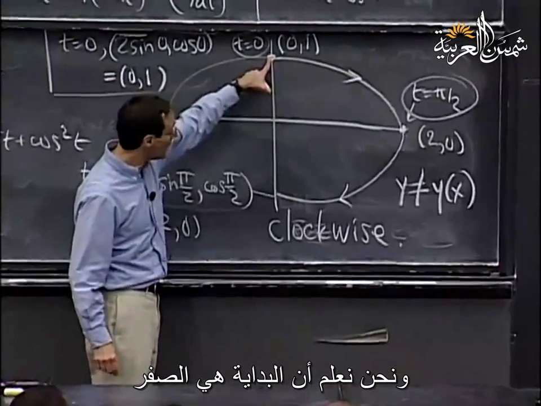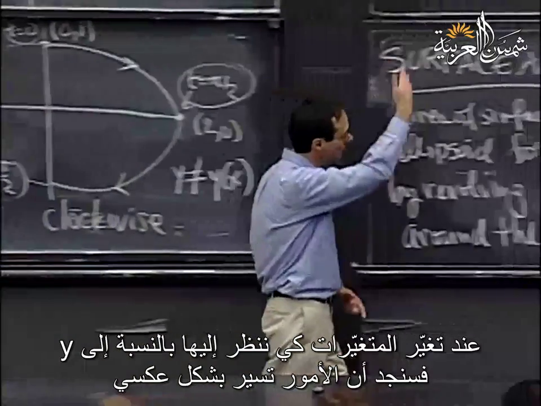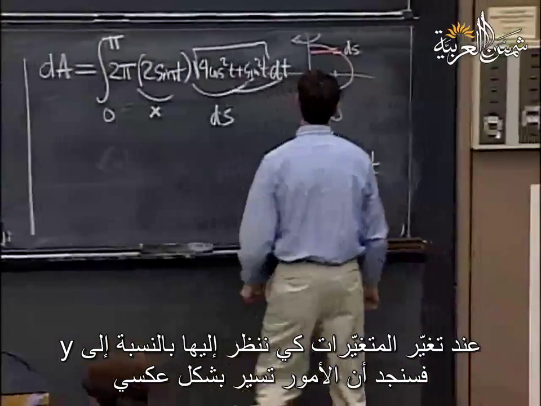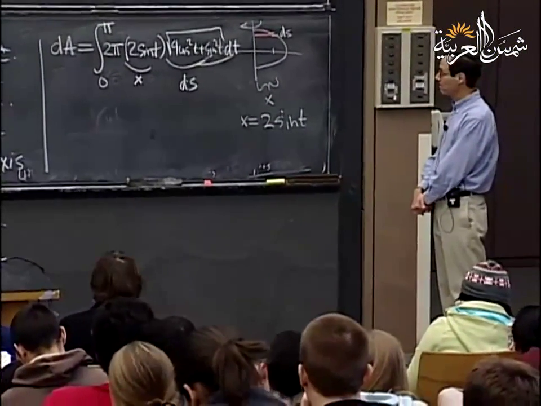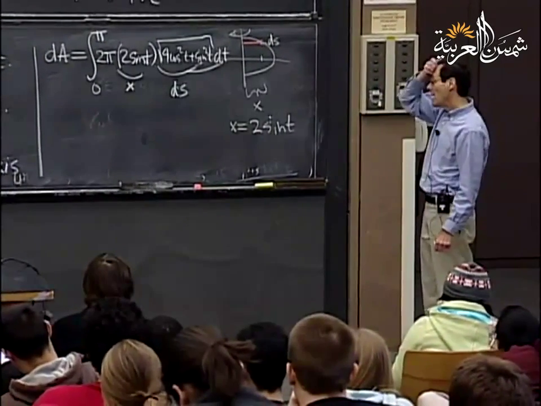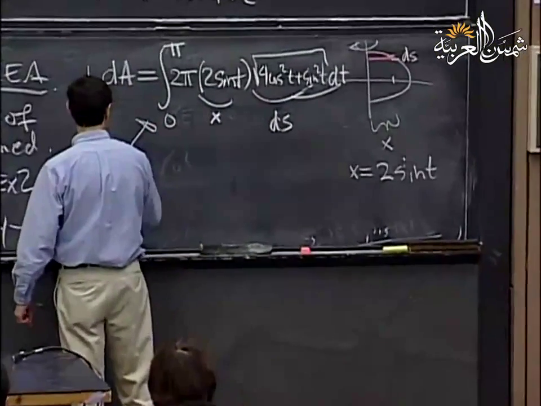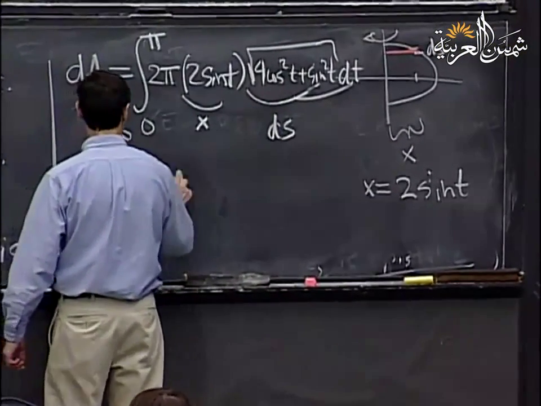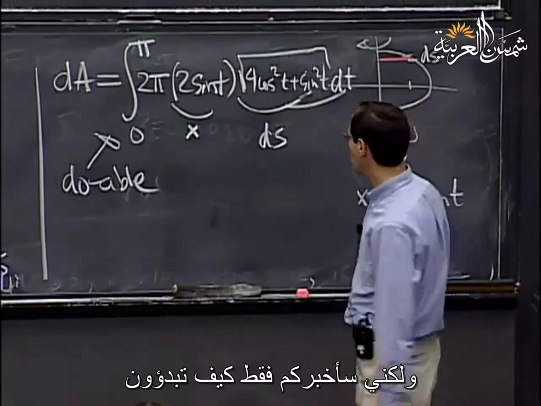And we know that we start at 0. It's interesting because it descends. When you change variables to think of it in terms of the y variable, it's going the opposite way. But anyway, just one piece of this is what we want. All right? So that's the setup. And now I claim that this is actually a doable integral. However, it's long.